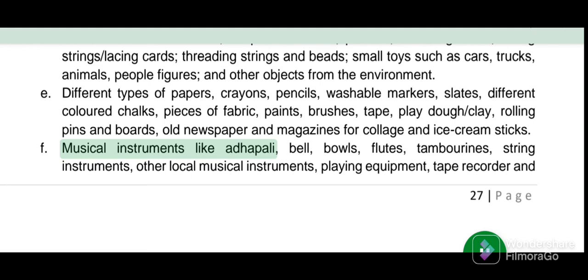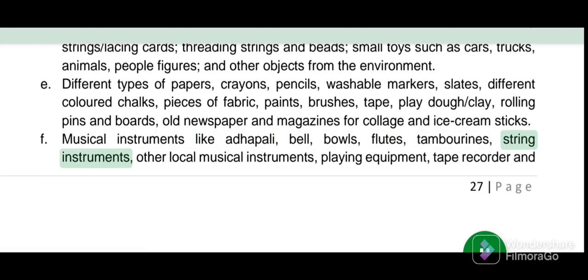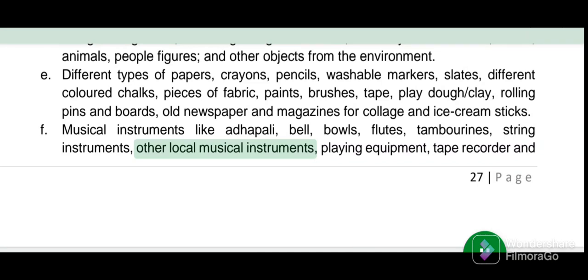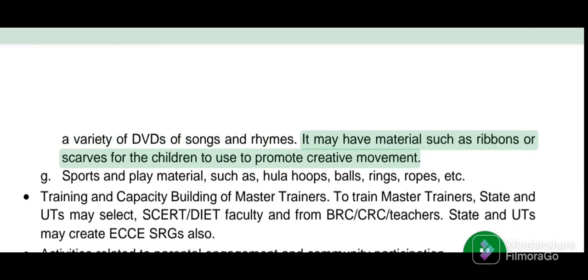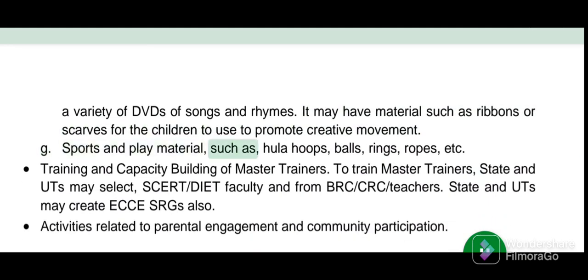F. Musical instruments like adhapali, bell, bowls, flutes, tambourines, string instruments, other local musical instruments, playing equipment, tape recorder and a variety of DVDs of songs and rhymes. It may have material such as ribbons or scarves for the children to use to promote creative movement. G. Sports and play material, such as hula hoops, balls, rings, ropes, etc.